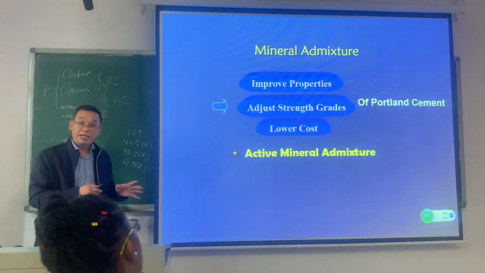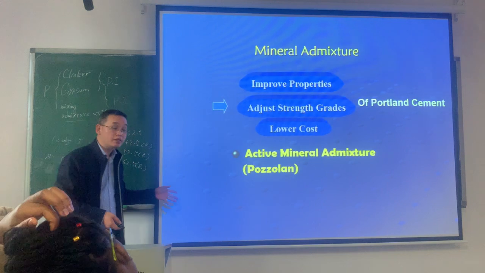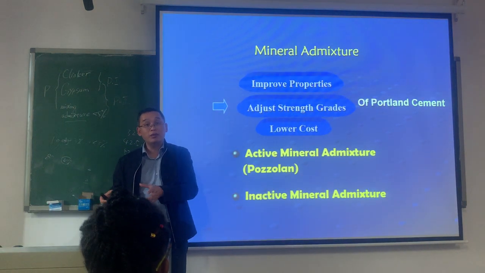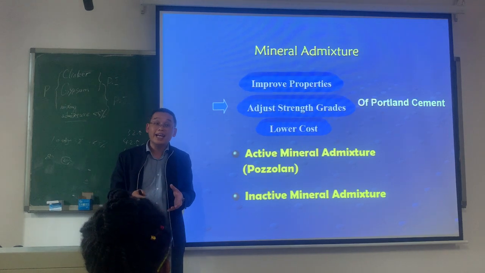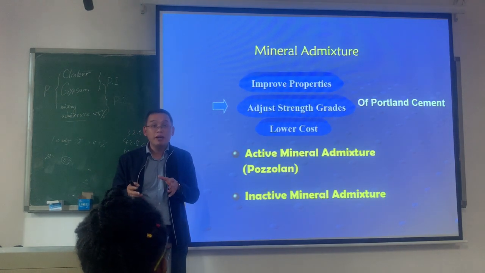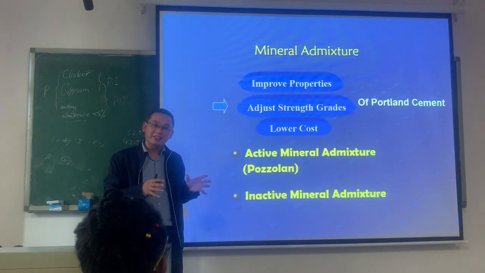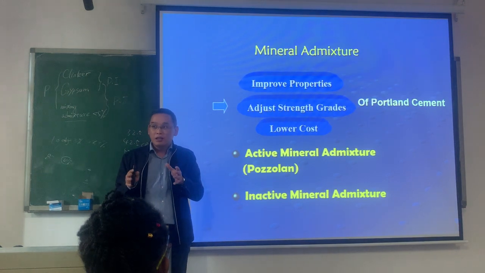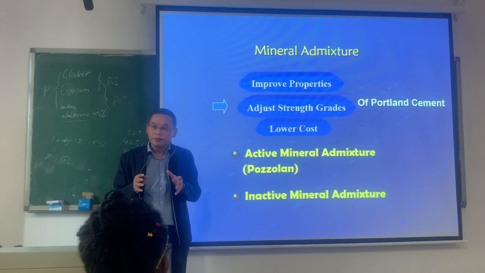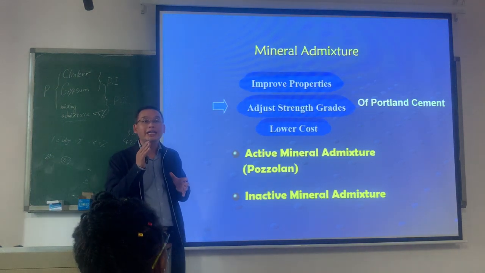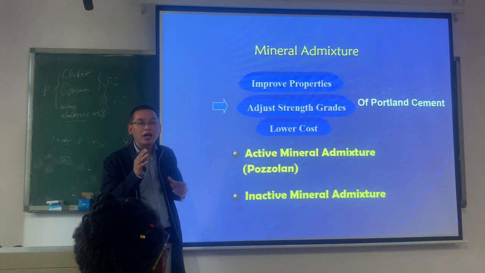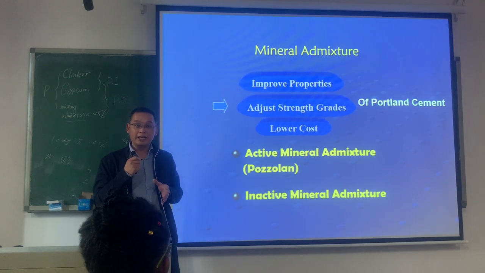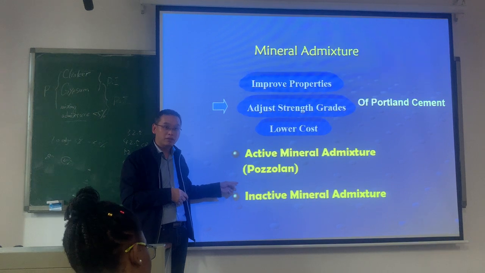The mineral admixture can be divided into two kinds of admixture. The first one is active, another one is inactive. What does active mean? Active means there is some reaction, and especially for the cement, it is good for the development of strength. This is active, such as pozzolan.